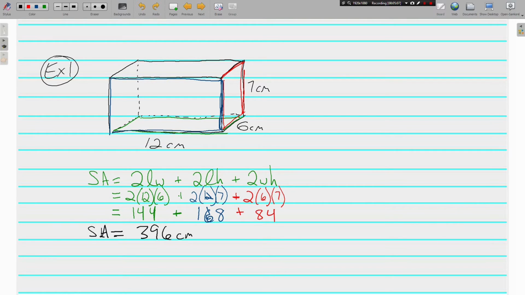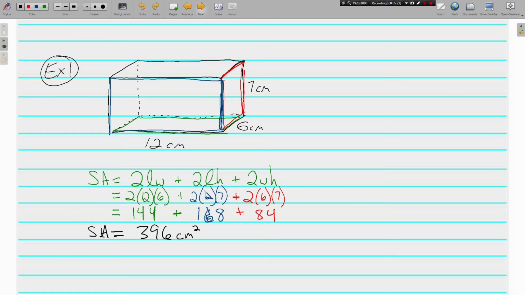396. And this is going to be square centimeters. We're back to area. Even though it's a three-dimensional object, we were still finding the area of all the faces. So it is 396 square centimeters.